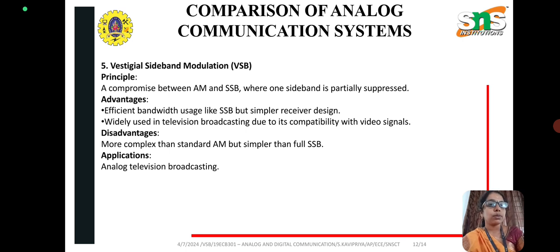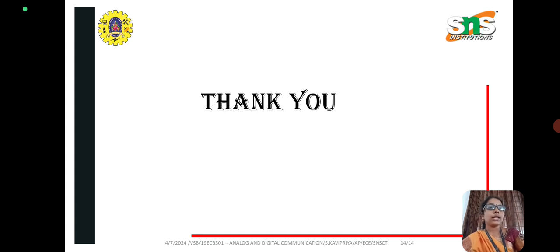And next is VSB. It is a compromise between AM and SSB where one sideband is partially suppressed and the other sideband is transmitted. Advantage is efficient bandwidth usage like SSB, but with a simple receiver design. It is widely used in television broadcasting due to its compatibility with the video signal. Drawback is that it is more complex than standard AM but simpler than full SSB. Application: analog television broadcasting.